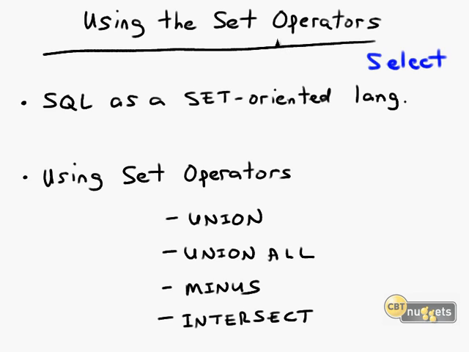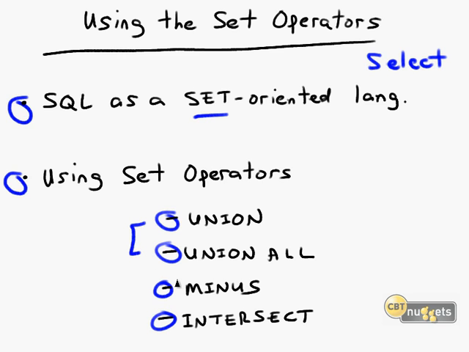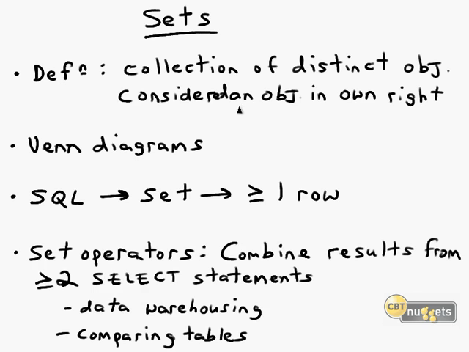In this particular nugget, we're examining first SQL as a set-oriented language, which is what it is. We're going to define what the word set means, so don't worry about that. We'll then learn how to combine the results of multiple select statements by employing what are called set operators. There are 4 of these that we need to know for our exam success: union, union all, which is really just a variant of union, minus, and intersect. Let's get to work.